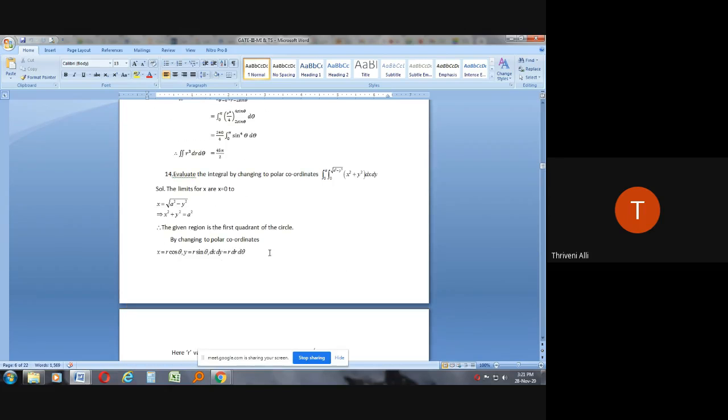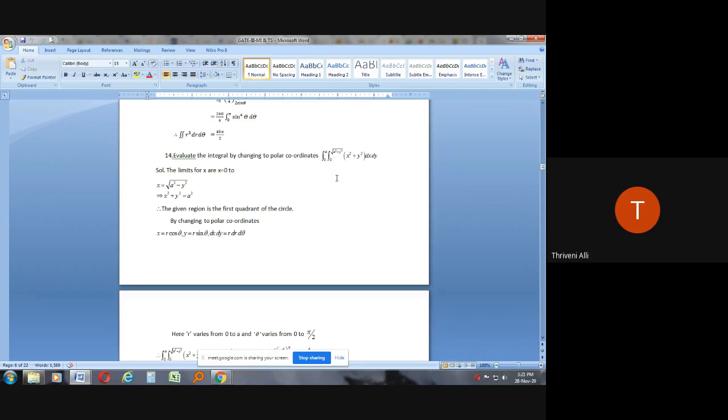Next, evaluate the integral by changing into polar coordinates. Here the given integral function is x square plus y square dx dy. The given region is in the first quadrant of the circle. So by changing into polar coordinates, that is x equal to r cos theta, y equal to r sin theta, dx dy is r dr d theta. This is the standard general equation.